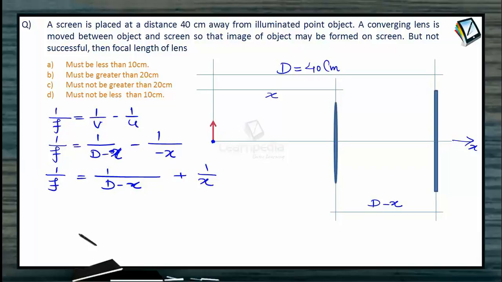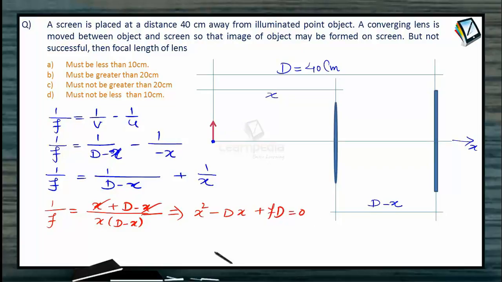So what it becomes? 1 upon D minus X plus 1 upon X is equal to 1 upon F. We can further rearrange this equation as X into D minus X, and here it will be X plus D minus X. So X gets cancelled, and finally if you rearrange all the terms, you are going to get this quadratic equation, x square minus dx plus fd is equal to 0. Just check whether this equation is correct or not. Okay, it's correct.